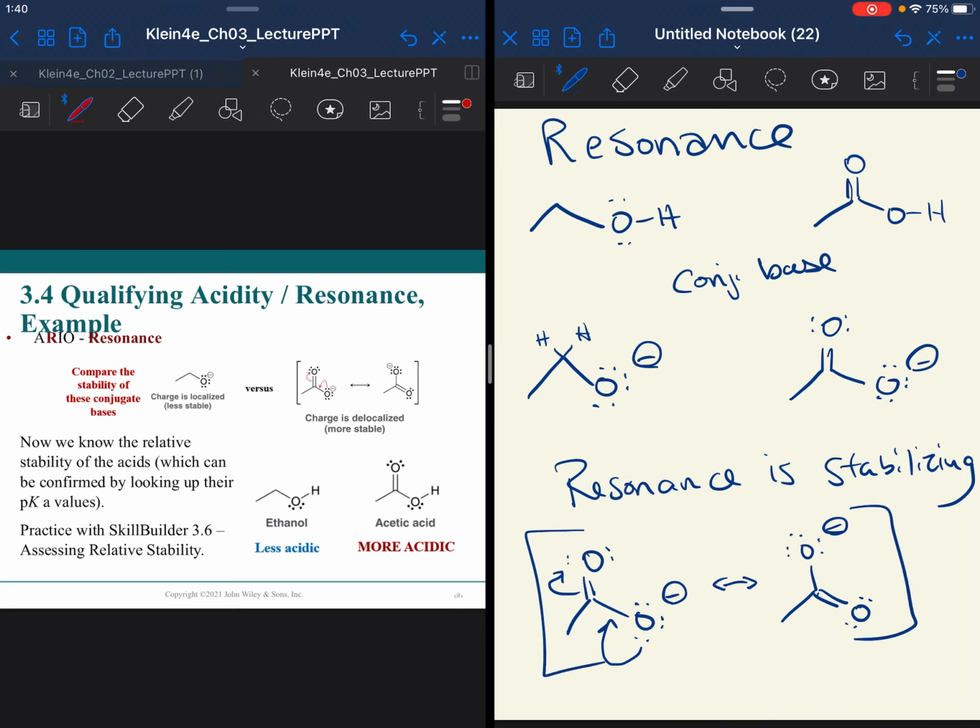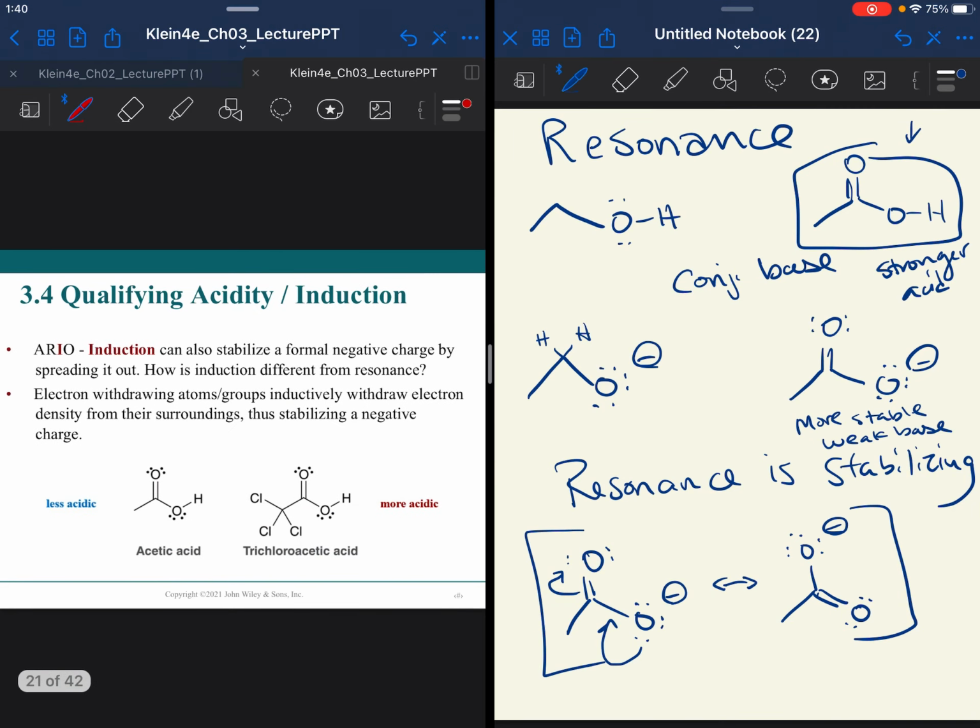If resonance is stabilizing, and this compound, the acetic acid here on the right, is resonance stabilized, this one's going to be more stable. If it is more stable, that means it is the weaker base, in turn making this the stronger acid. All right, so resonance can be a great stabilizing effect.